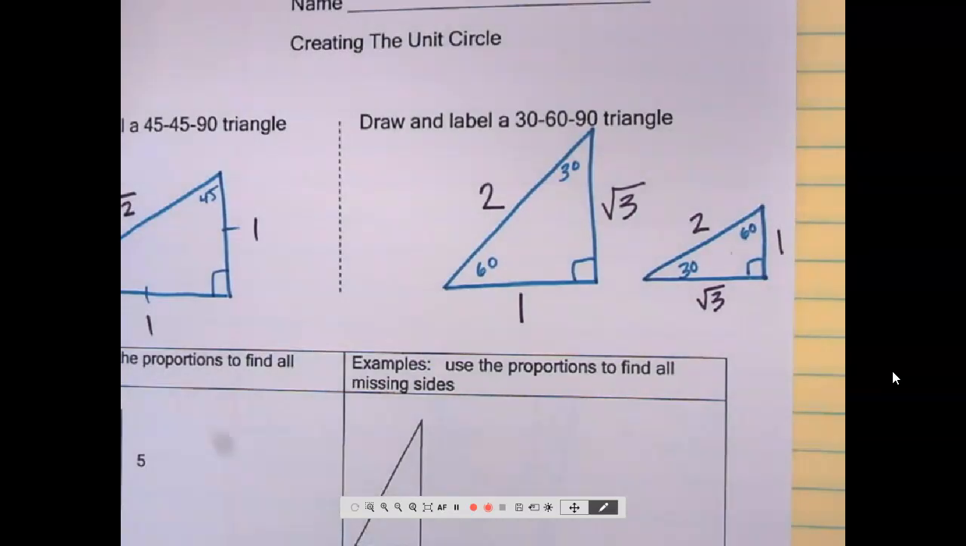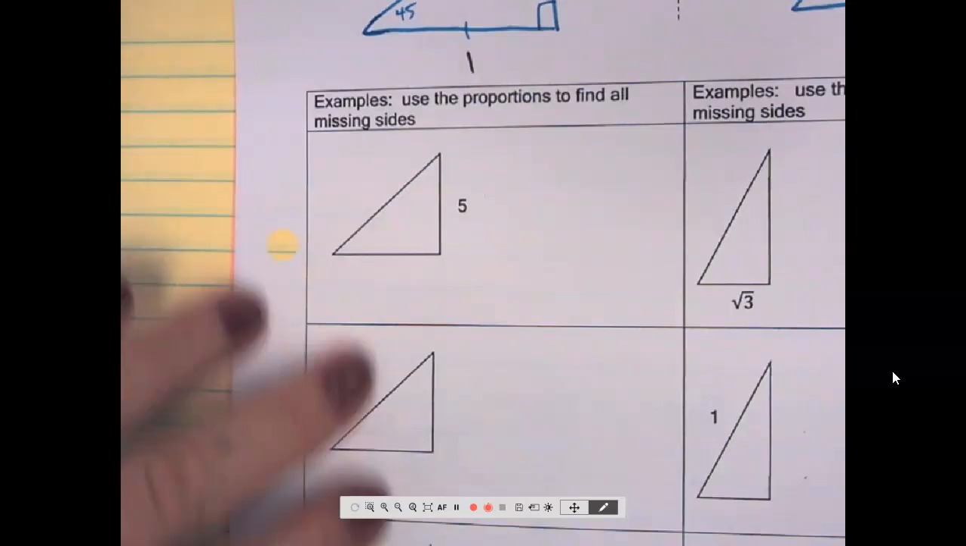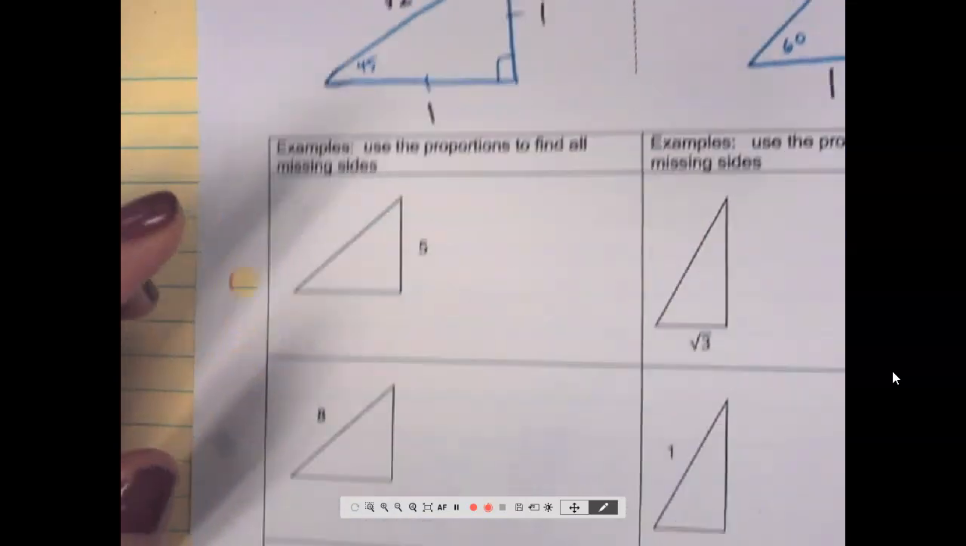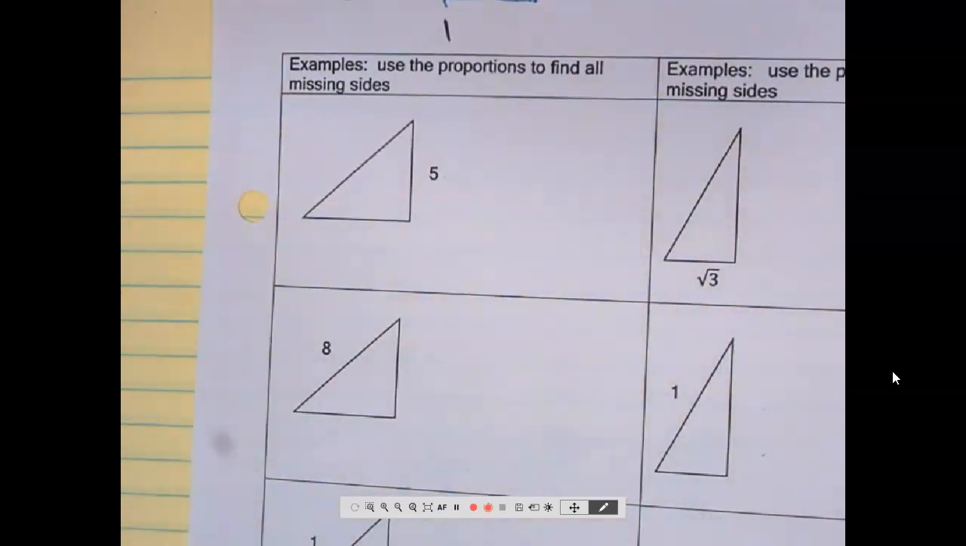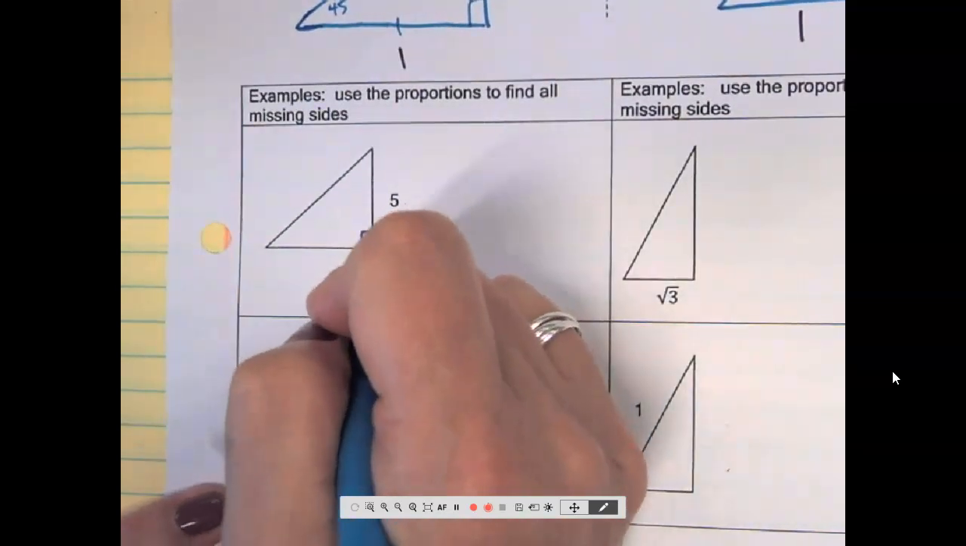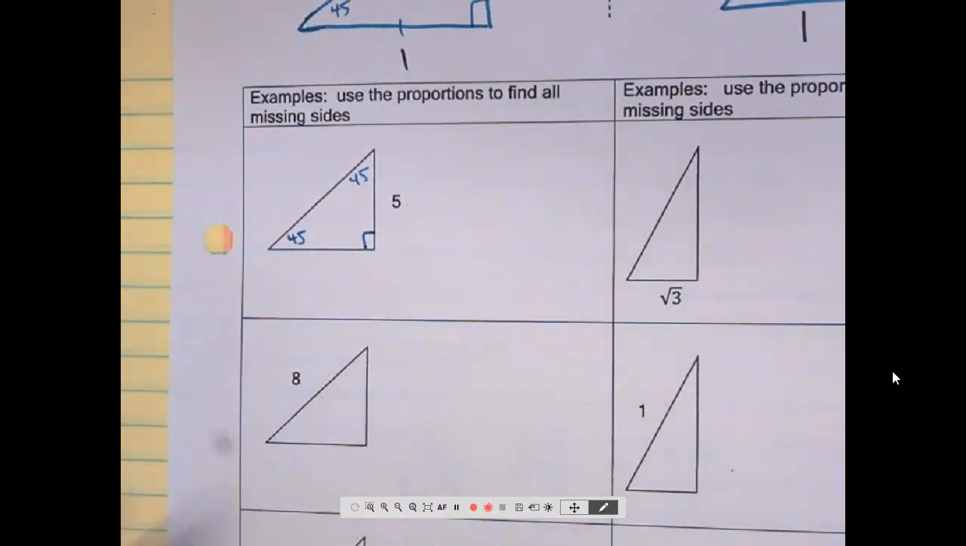Okay, here we go. I have drawn in this column here, they're all 45, 45, 90s. And I have given you one piece of the triangle, and we're going to find the other pieces, okay? Angles and sides. Okay, so if this is a 45, 45, 90, clearly that's my 90. These are both 45. So that's the easy part of it. We found the angles. Now, this leg over here is 5.